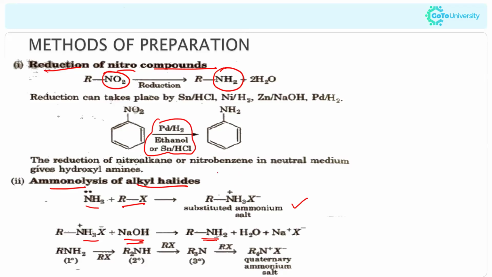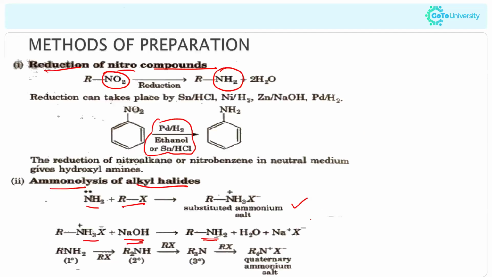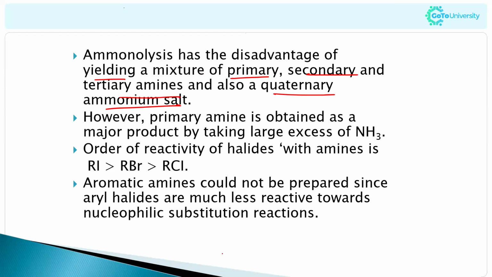Okay, now let us see the ammonolysis. It has a disadvantage of yielding a mixture of primary, secondary, tertiary, and also quaternary ammonium salt. If you do this ammonolysis, you are getting primary, because see here this primary will be produced, right? This primary can react with more amount of alkyl halide, and they will convert into secondary. The secondary again reacts with more amount of alkyl halide, and they will produce tertiary. So here there is a possibility for getting a mixture of primary, secondary, tertiary, and quaternary ammonium salts.